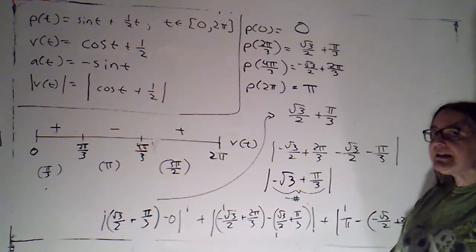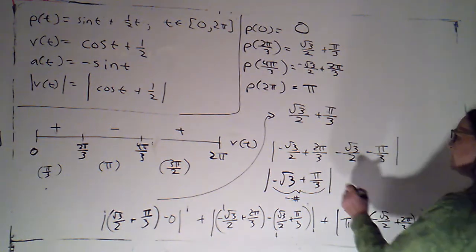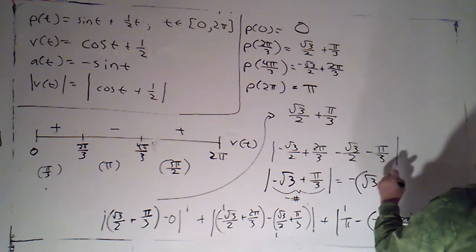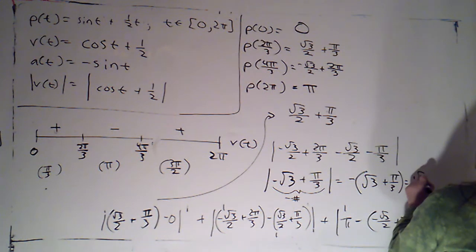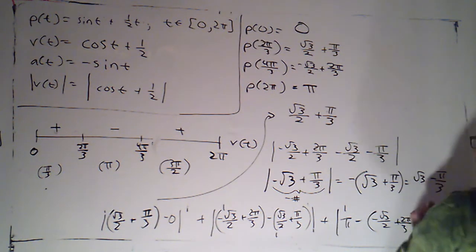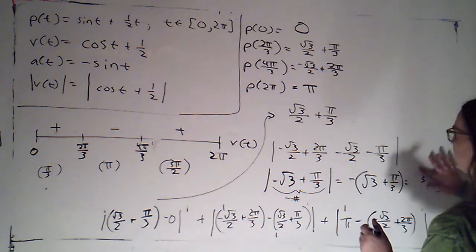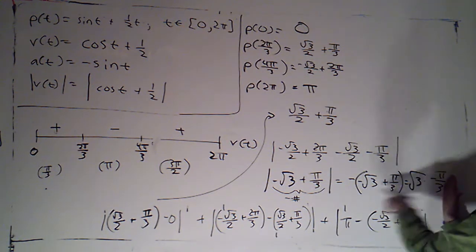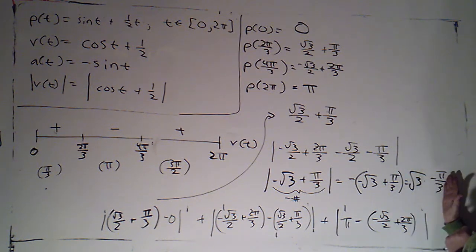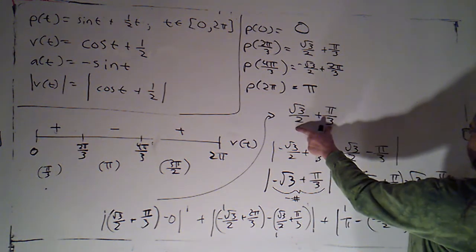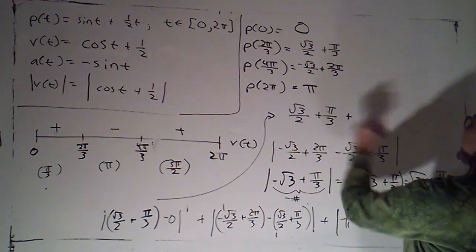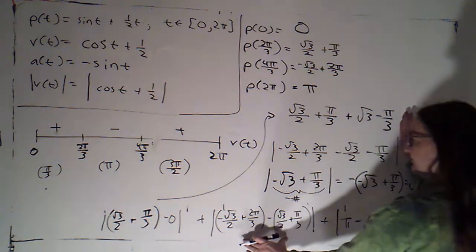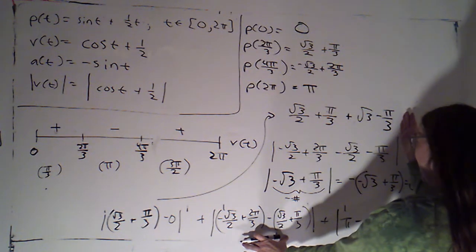If this is a negative number, when I take the absolute value, I'm going to get the opposite of that thing. I'm sorry, I'm getting the opposite of negative root 3 plus pi over 3, which changes the sign of both terms. So it's root 3 minus pi over 3. So this was the absolute value of the displacement over the first piece. I'm going to add to that root 3 minus pi over 3, which is the absolute value of the displacement over the second time interval.